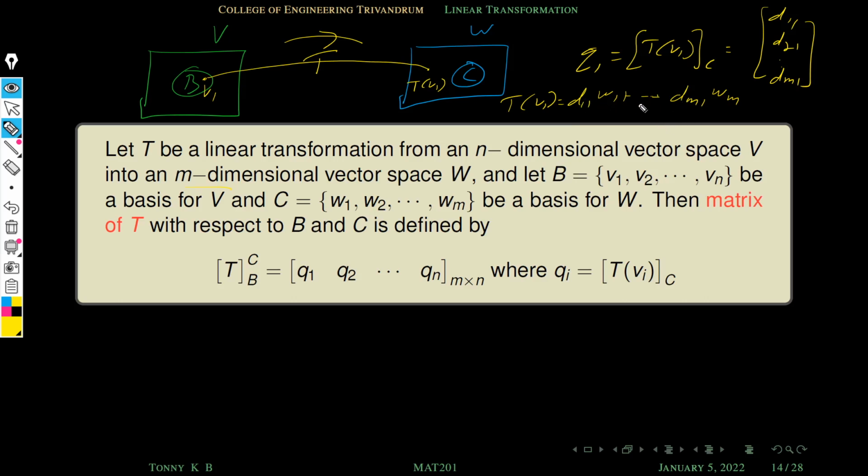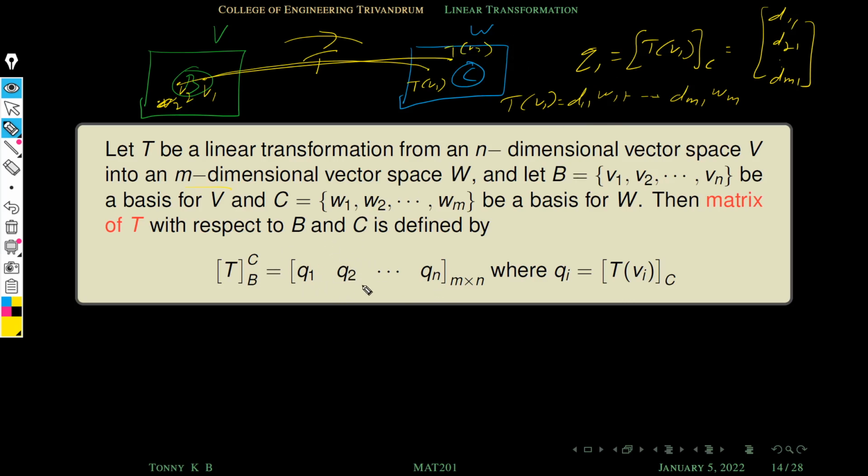Then how to write the coordinate of T of V1 with respect to C? You simply take these scalars and make it a column. So the coordinate of T of V1 with respect to C is D11, D21, etc., Dm1. You got it? So this is the first column of this matrix. Similarly, you can find Q2. How to find Q2? You take V2, which is a basis element, and take its image. Then find the coordinate of this T of V2 with respect to C, similar to this one. Then that is the second column.